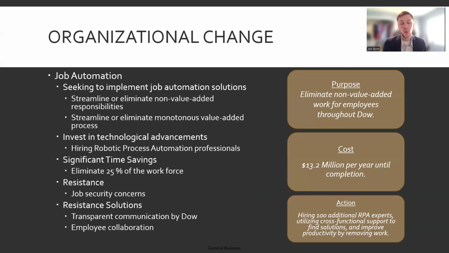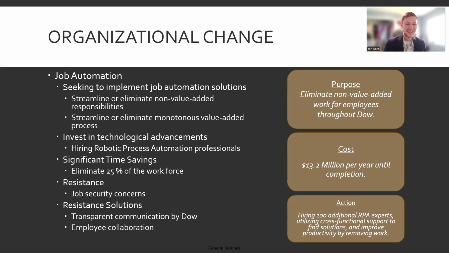Organizational change. So with the suggested change of job automation, the purpose would be to eliminate non-value added work for employees throughout Dow. The cost would be roughly $13.2 million per year until completion. And the action would be hiring 100 different robotic process automation professionals to find these solutions. It's essentially streamlining, so it's going to be a significant time savings for work, and it would eliminate roughly 25% of the workforce. This is all well and good.